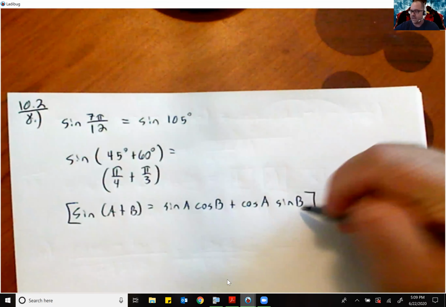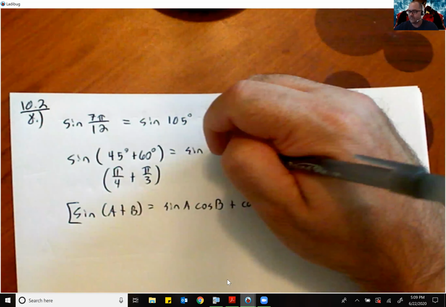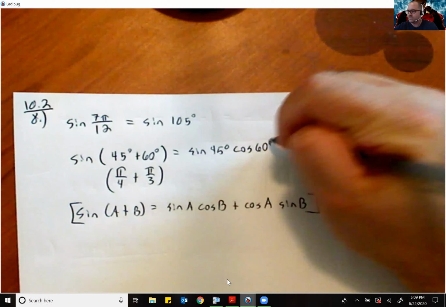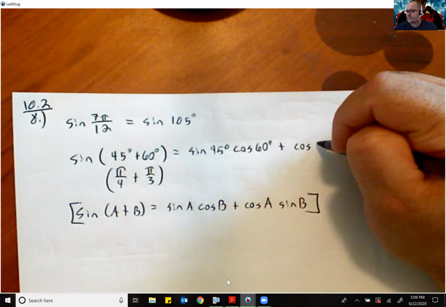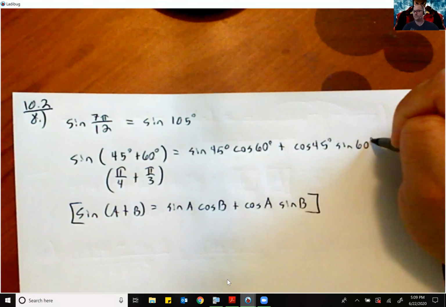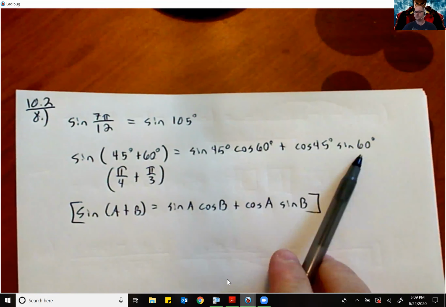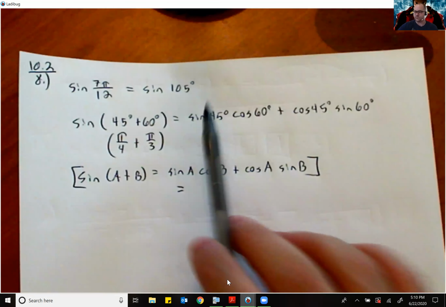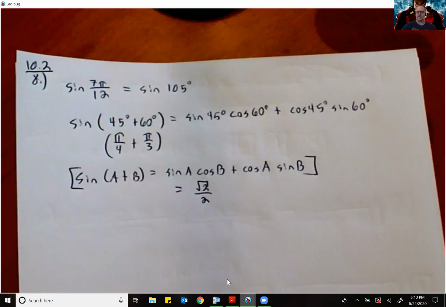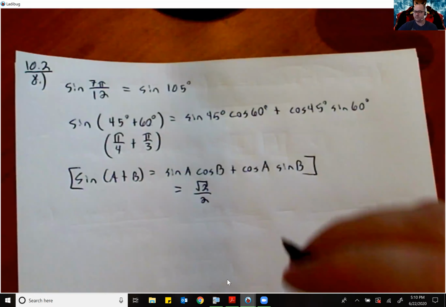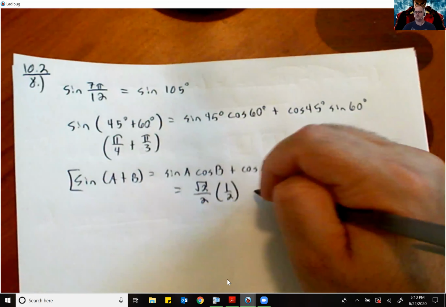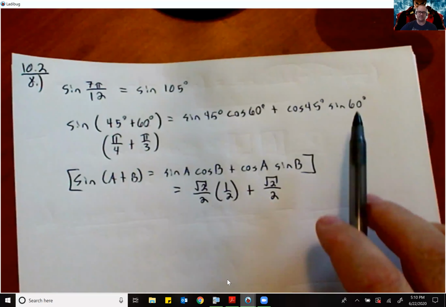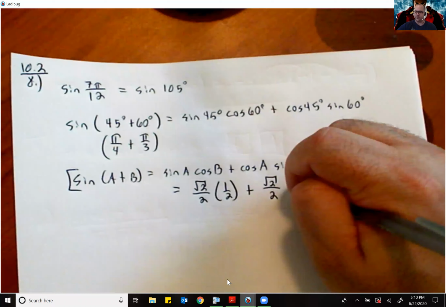Okay, so we're going to have sine of A is 45 degrees. Cosine of B is 60 degrees. Plus cosine of 45 degrees, sine of 60 degrees. And you should know each one of these values. So sine of 45 is square root of 2 over 2. Cosine of 60 is 1/2, plus cosine of 45, square root of 2 over 2. Sine of 60 is square root of 3 over 2.